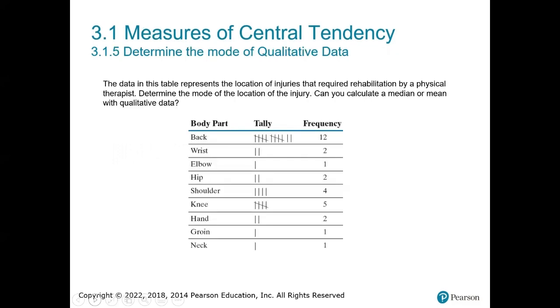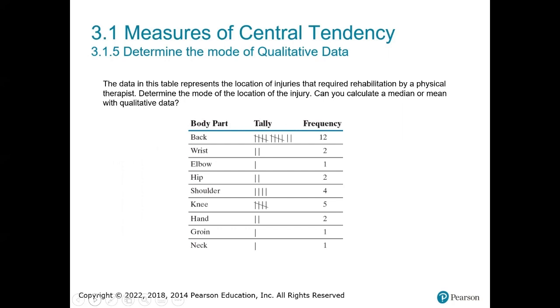Okay, so what if I don't have number data? What if I have qualitative data? And this was a data set that we worked with in chapter 2. The data in this table represents the location of injuries that required rehabilitation by a physical therapist. Determine the mode of the location of the injury. Okay, this is a frequency table. It is telling me how many times a person listed this response.